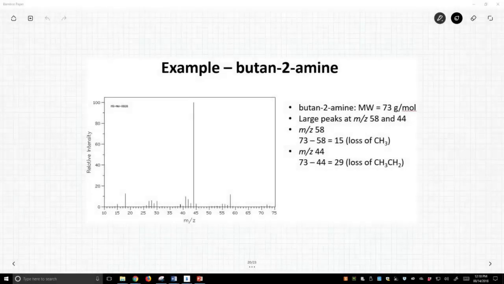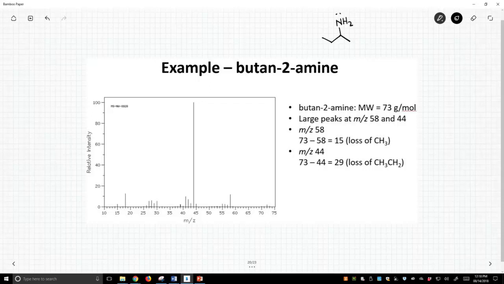Okay, let's see some examples. Here's our first example, butan-2-amine. Start this way. This is our molecule. So how does this information, this is our mass spectrum. It's very different in appearance relative to the infrared spectrum. How does this mass spectrum give us insight to this molecule?